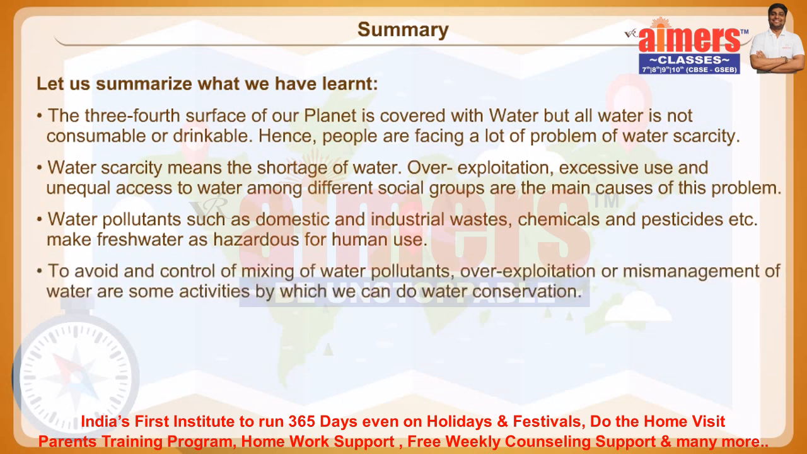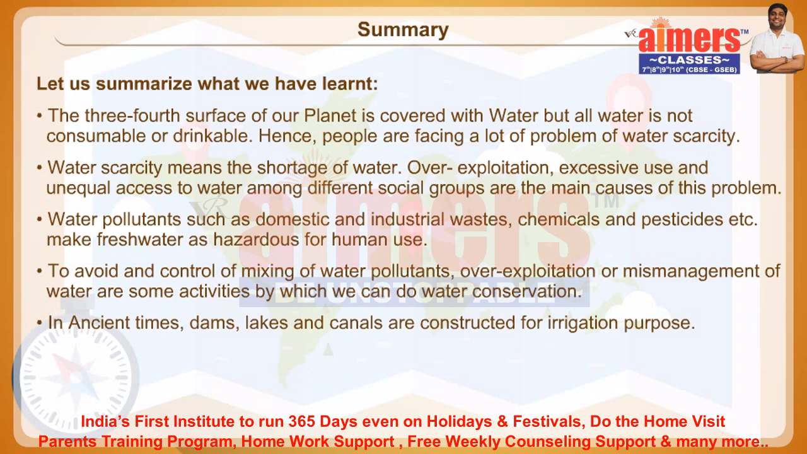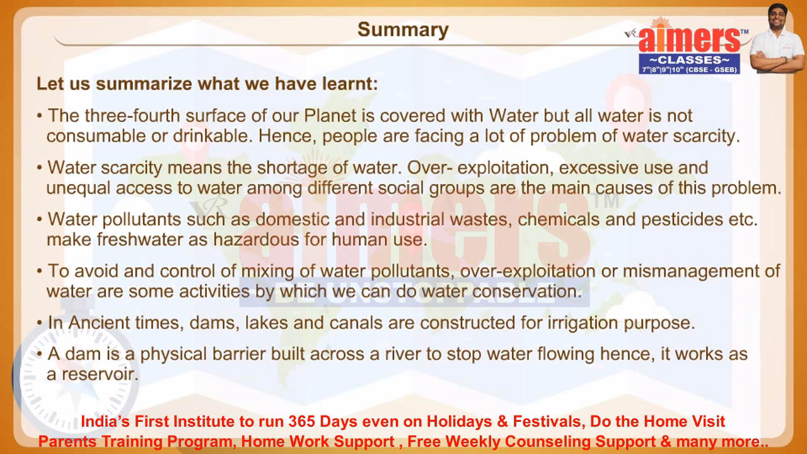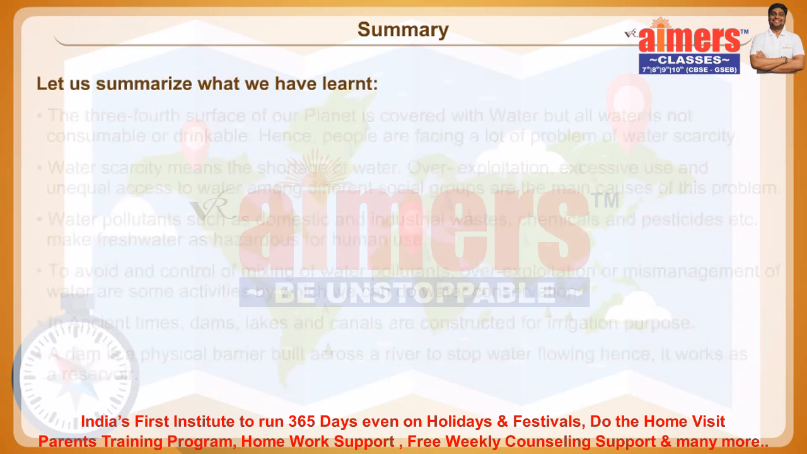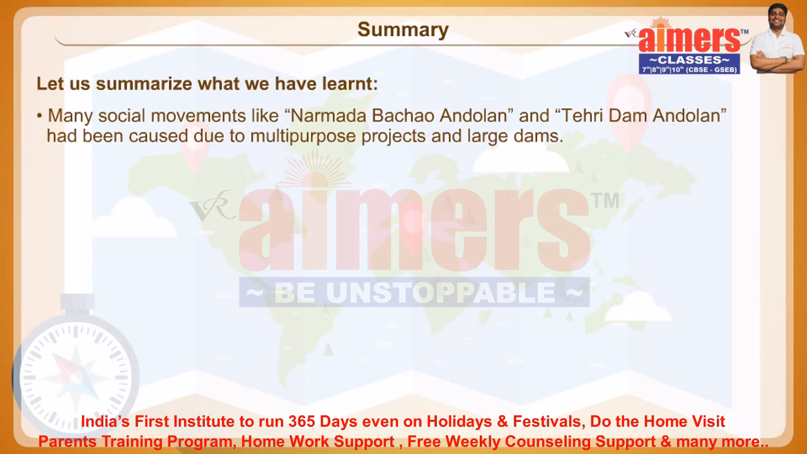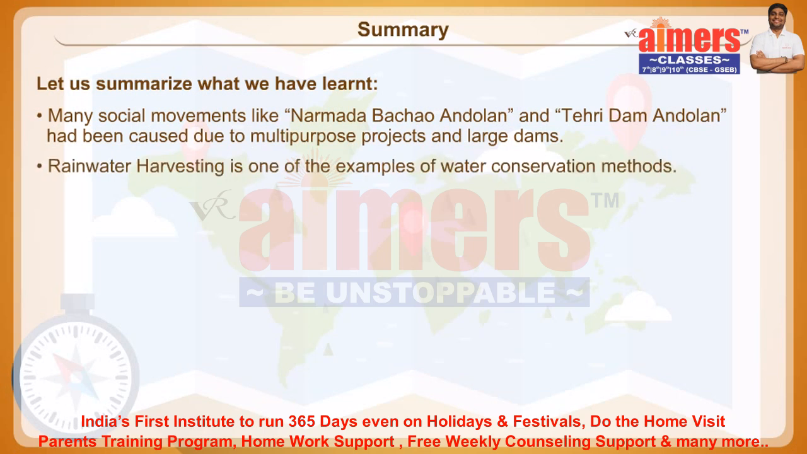Controlling the mixing of water pollutants, and avoiding overexploitation or mismanagement of water, are some activities by which we can do water conservation. In ancient times, dams, lakes and canals were constructed for irrigation purposes. A dam is a physical barrier built across a river to stop water flowing, hence it works as a reservoir. Many social movements like Narmada Bachao Andolan and Tehri Dam Andolan have been caused by multi-purpose projects and large dams. Rainwater harvesting is one of the examples of water conservation methods.